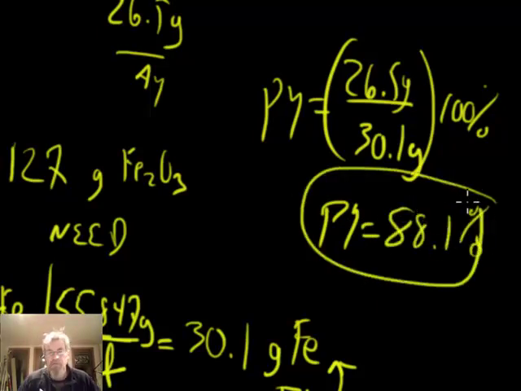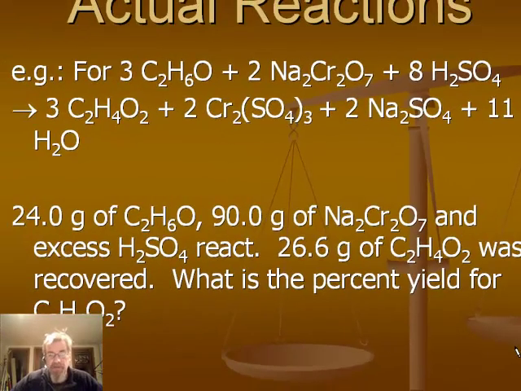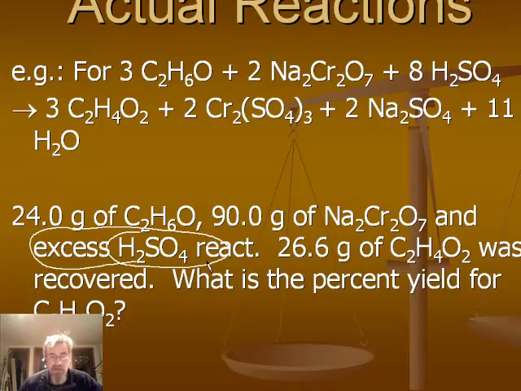This problem is more complicated because we have 3 reactants here, and we're creating 4 products. So this is a kind of messy reaction. We have information about 2 of the reactants. We know we have 24 grams of C2H6O and 90 grams of sodium dichromate, and we do know that we have excess H2SO4, so that's not the limiting reactant. What we're interested in is the product C2H4O2, because we know its actual yield. It says 26.6 grams is recovered, and our objective is to find the percent yield for C2H4O2.